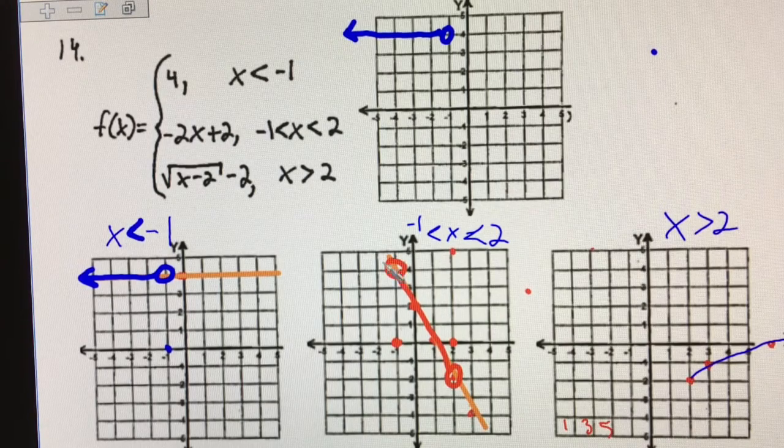Let me transfer this picture up to this original graph. I go left 1, up 4. It is an open circle. That does not get shaded in. That is open. Then I go to 2, negative 2, open circle. My slope is negative 2 over 1. I go down 2 over 1, down 2 over 1, connect the dots.